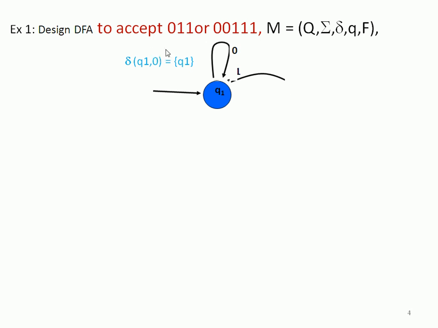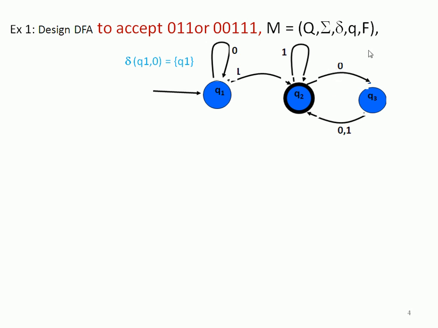The other possible input is 1, right? Because sigma is equal to 0 comma 1, so 0 or 1. 0 is over here, now we can give 1. When 1 is input, it goes to the next state called q2, which is indicated with a double circle, so it is the final or accepting state, right? At q2, with input 1, it will remain in the same state. With input 0, it will go to the next state called q3. From q3, on 0 comma 1, it will come back to q2.